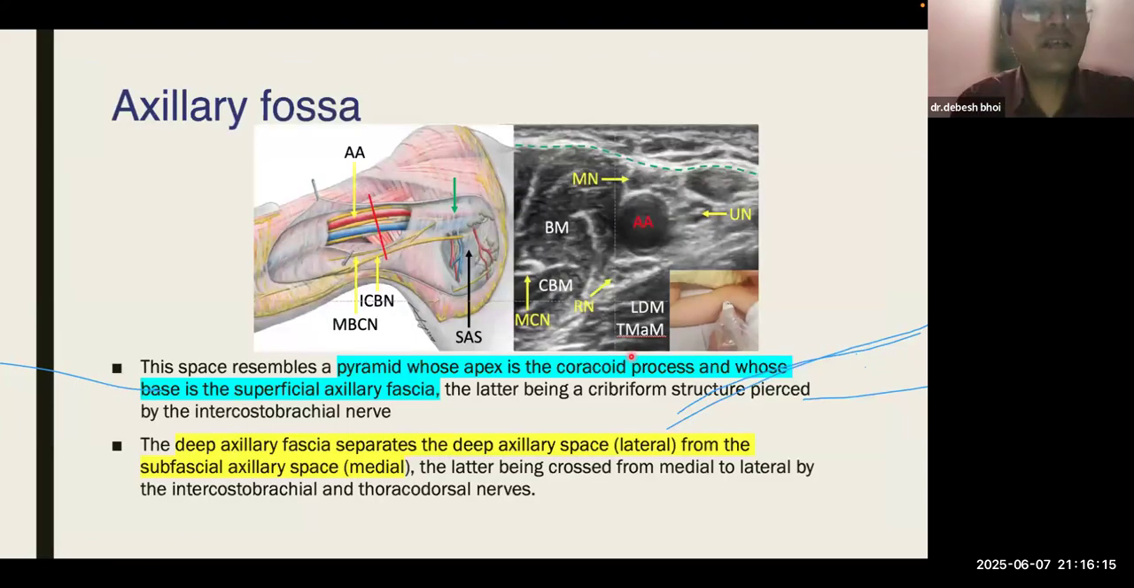So next comes the axillary fossa. This is the second component of the axillary area. This is again another pyramid space. We're starting with the coracoid process. The apex will be there. Here is the importance of the superficial axillary fascia and the deep axillary fascia.